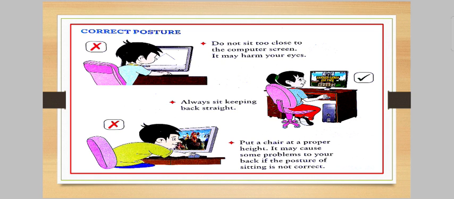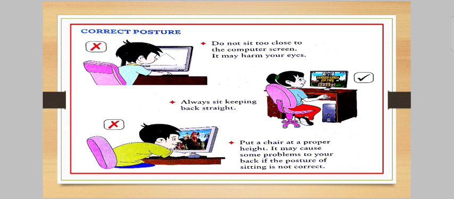When you're working on a computer, please keep sitting straight while working. Next is picture number 3. Put the chair at a proper height. It may cause some problems to your back if the posture of sitting is not correct.